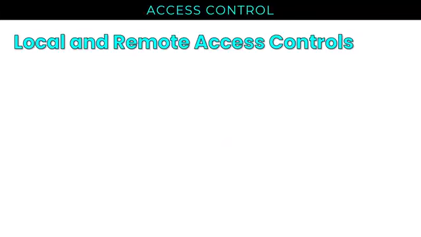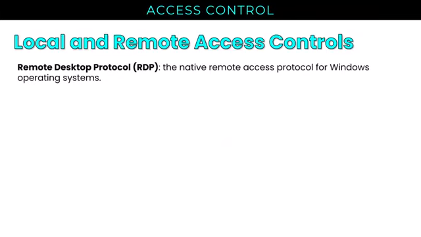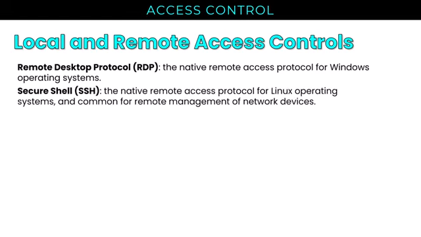There are multiple local and remote access controls available, including Remote Desktop Protocol, the native access protocol for Windows operating systems, as well as Secure Shell, which is the native remote access protocol for Linux and Unix operating systems, and very common for remote management of network devices as well. And RDP and SSH both support encryption and MFA in their modern versions.